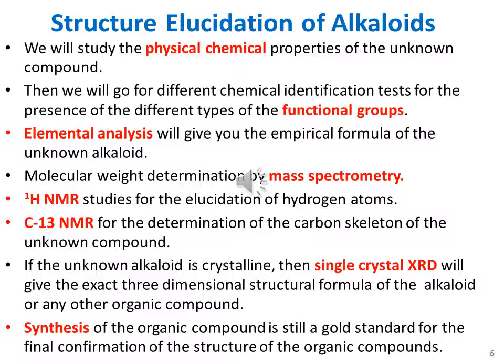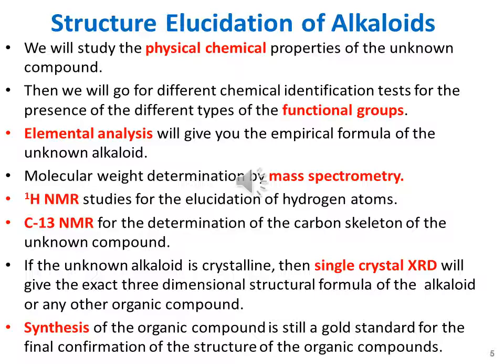Molecular weight determination is followed by mass spectrometry. Mass spectroscopic analysis will give you the exact molecular weight of the unknown alkaloid. Then you will go for the proton NMR studies for the structural elucidation of the hydrogen atoms. It will tell you to which carbon or in what manner the hydrogens are present in the alkaloid. Then you will go for the carbon 13 NMR to determine the carbon skeleton of the alkaloid.